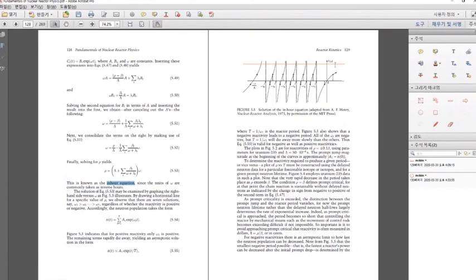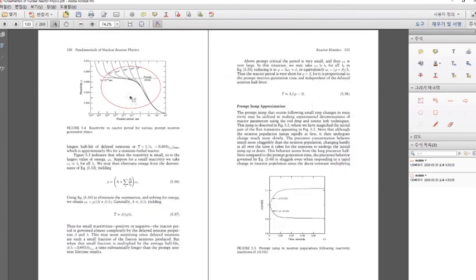And by numerically finding the solution for a given reactivity, for a given omega, we could see the relation shown in figure 5.4. So this is the relation between reactivity and reactor period.